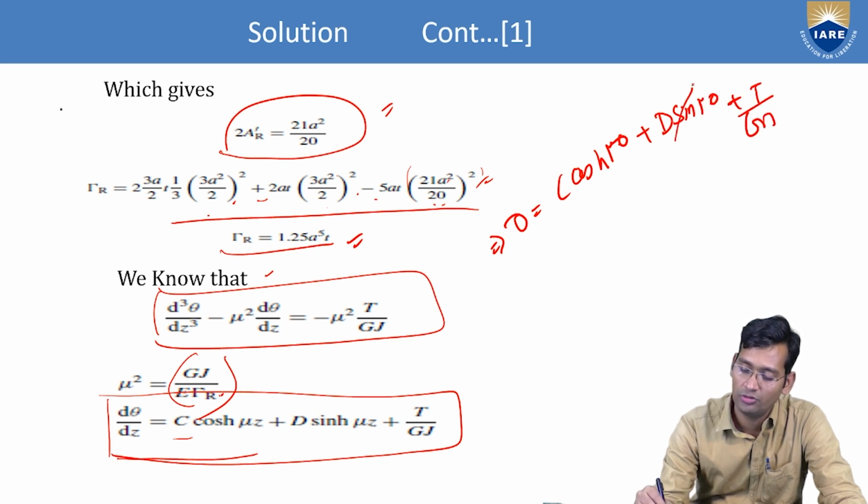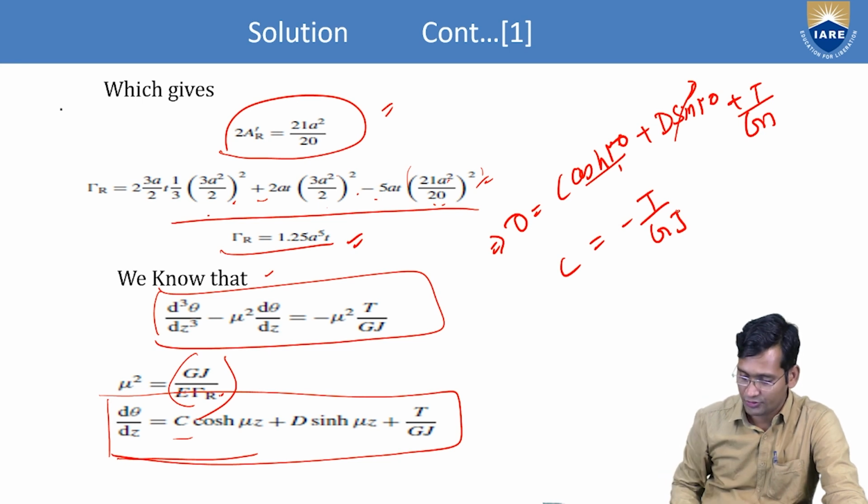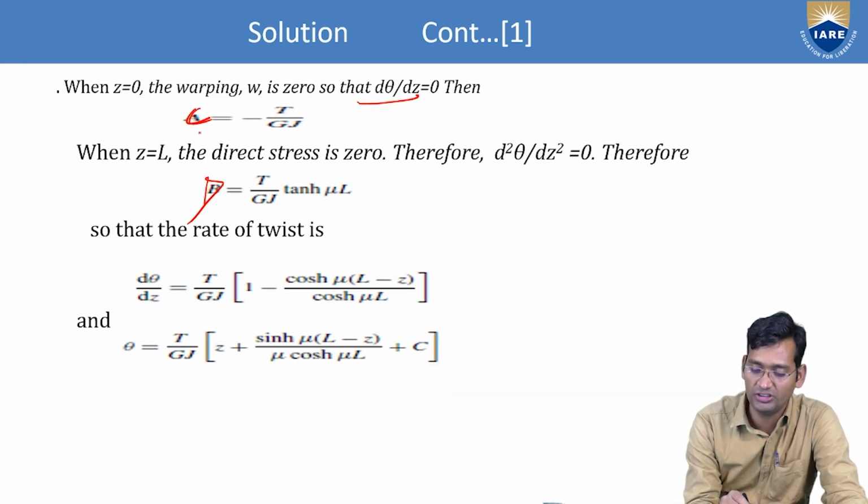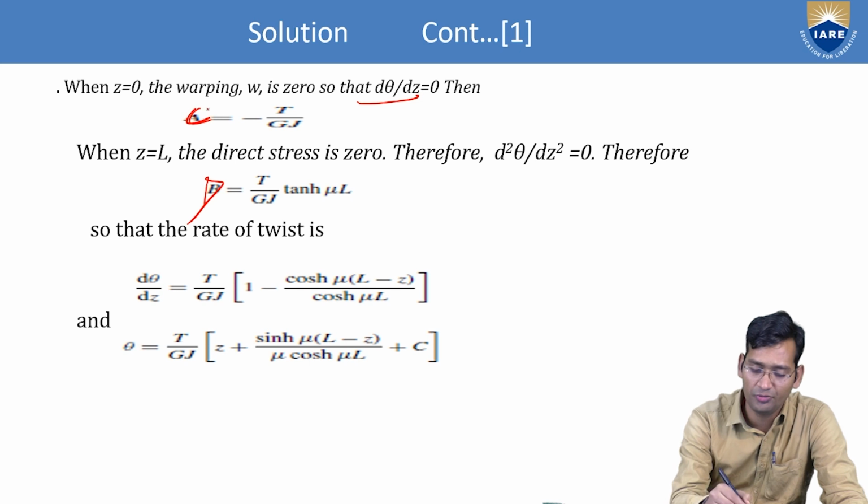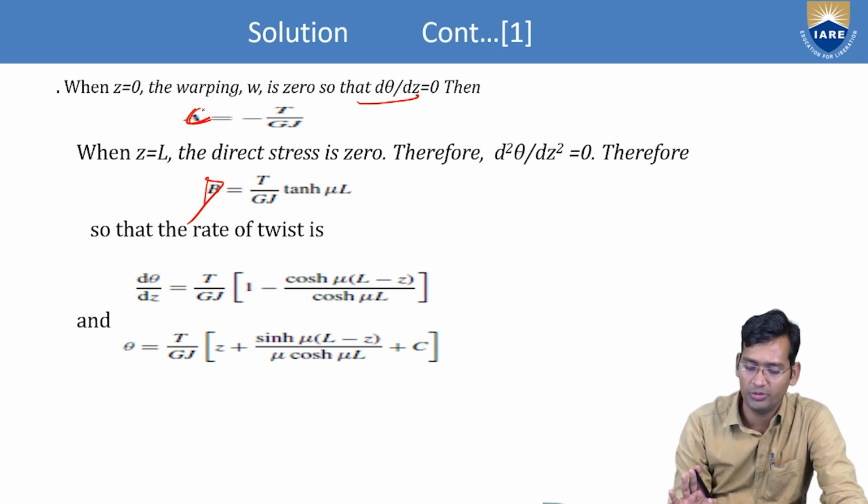So this sin 0 is 0, and this will be 1. So C will be equal to minus t by gj. Right. So now we have the value of C as minus t by gj. Or simply, if you want to take AB, then that form should be AB.